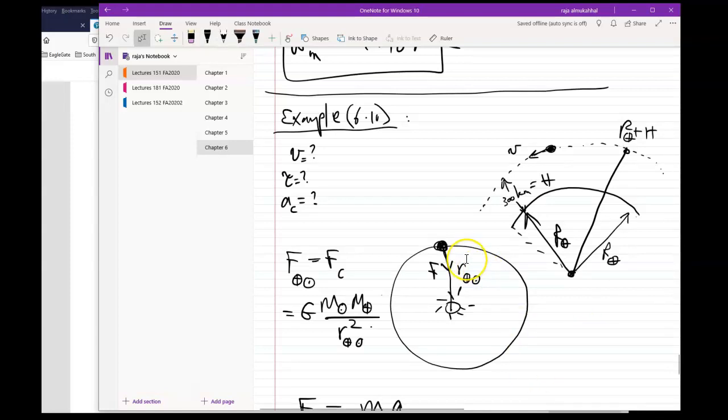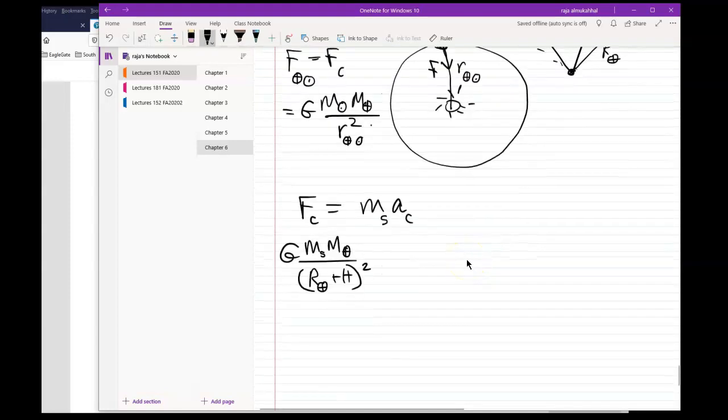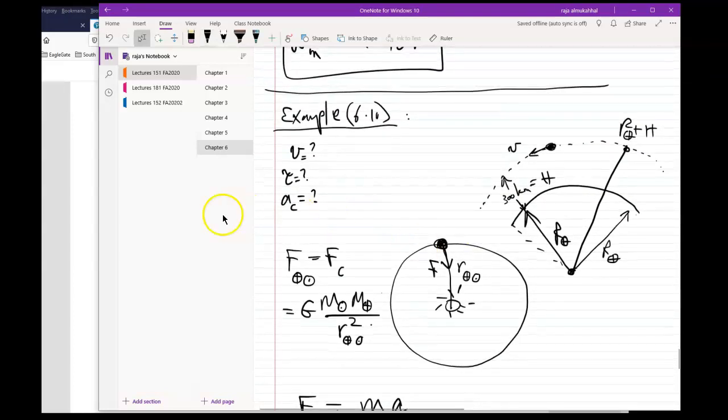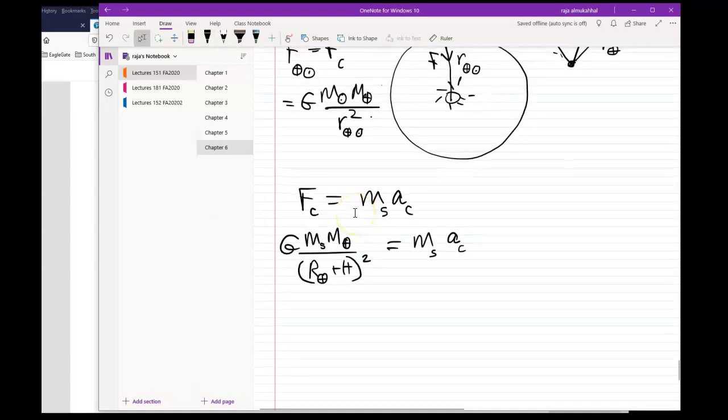So, and this is equal to the mass of the satellite times a sub c, okay? Now, look what he's asking for. Find a sub c, tau, and v. Well, I can find a sub c for now. See, the mass of the satellite, he didn't give me the mass of the satellite, did he? He probably didn't give it to me. Let me look.